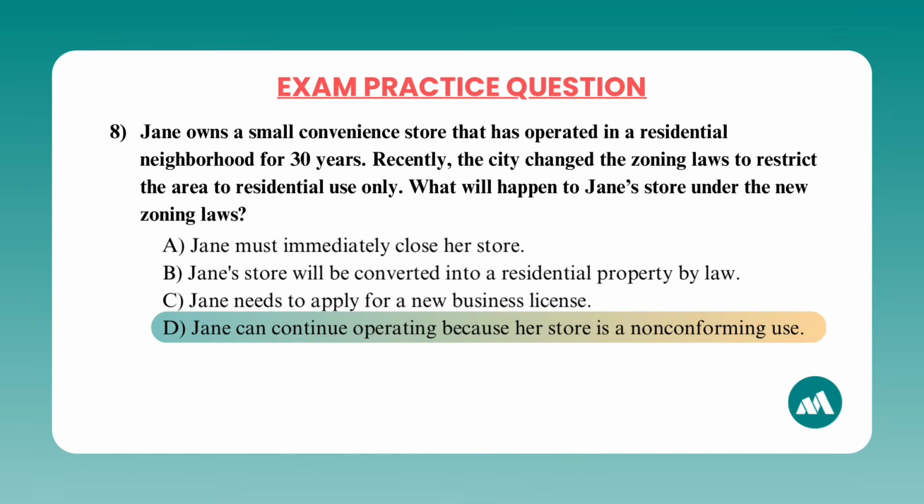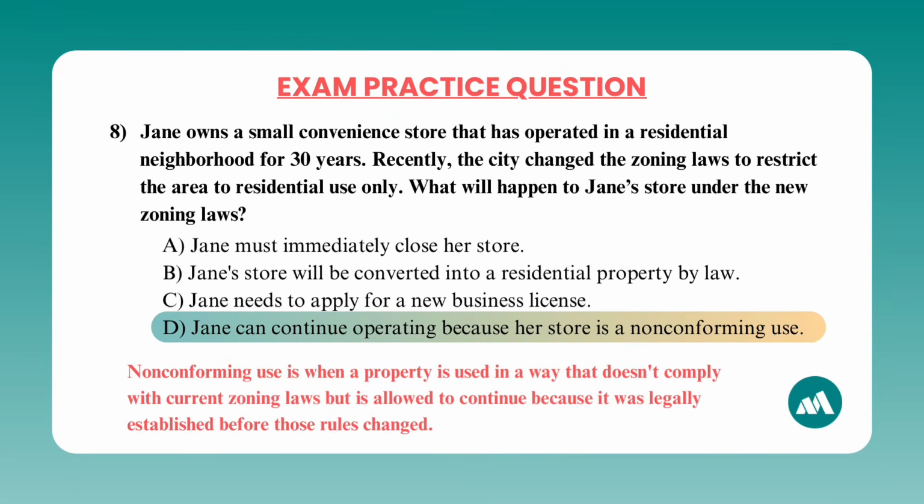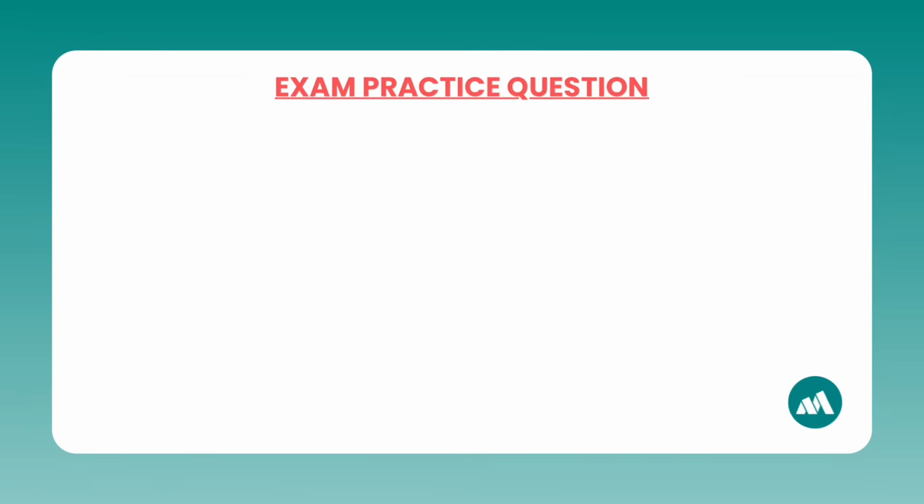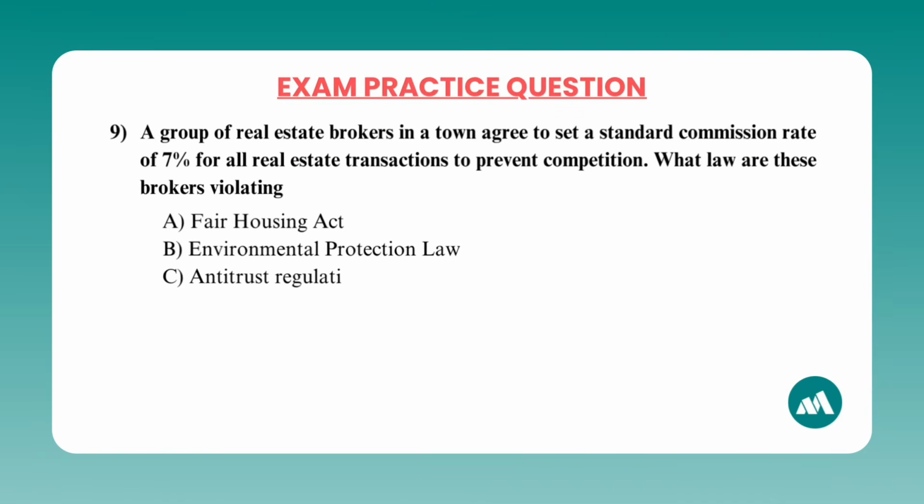And the answer is D. Jane can continue operating because her store is a non-conforming use. Non-conforming use is when a property is used in a way that does not comply with current zoning laws, but is allowed to continue because it was legally established before those rules changed. Now, if a new owner was to come along and take over Jane's store, they would have to comply with the new zoning regulations.